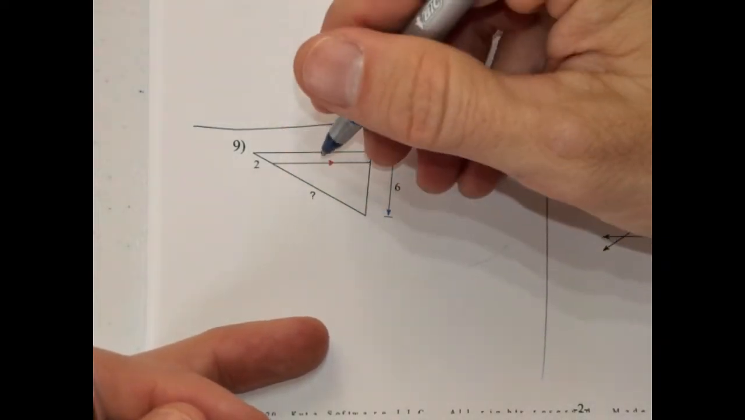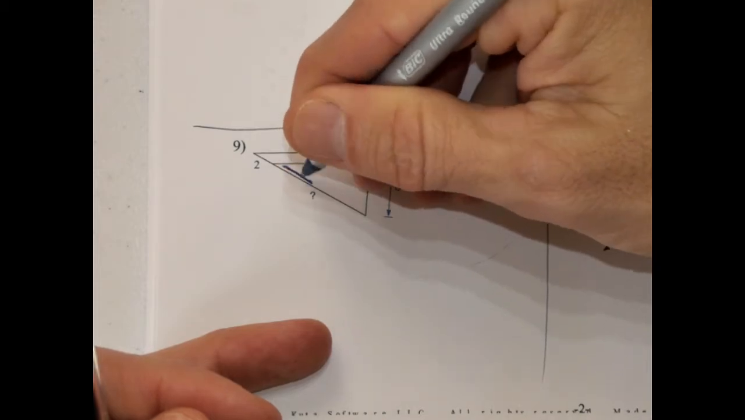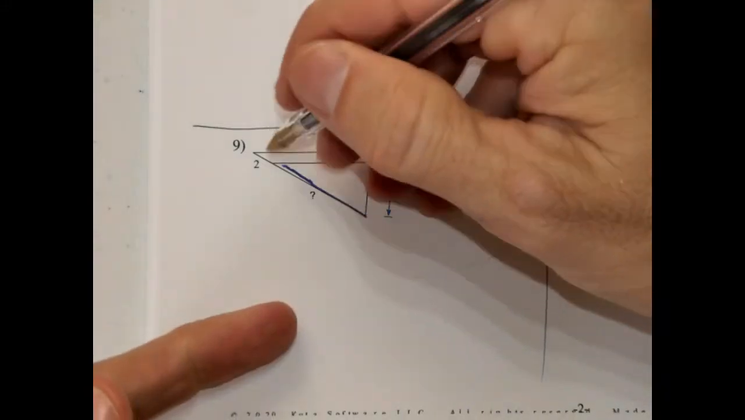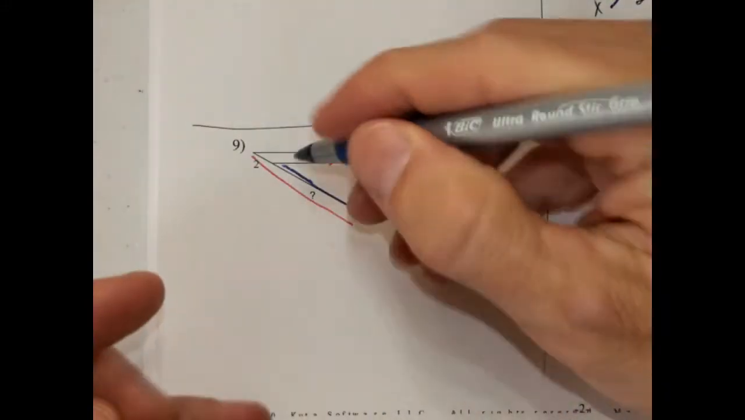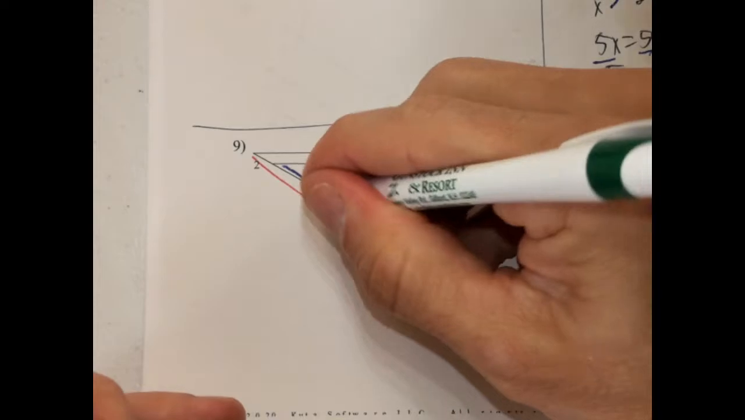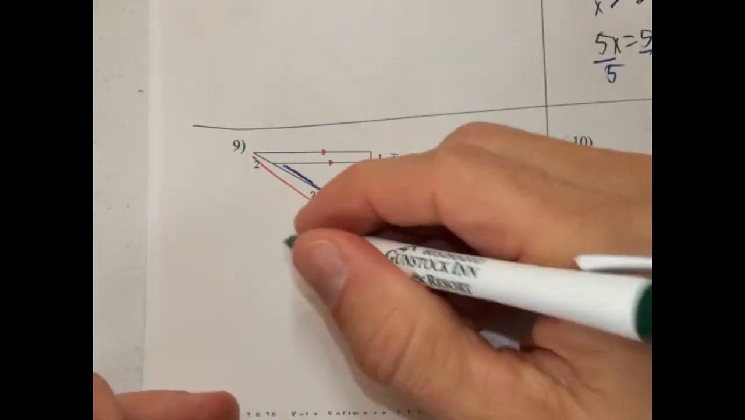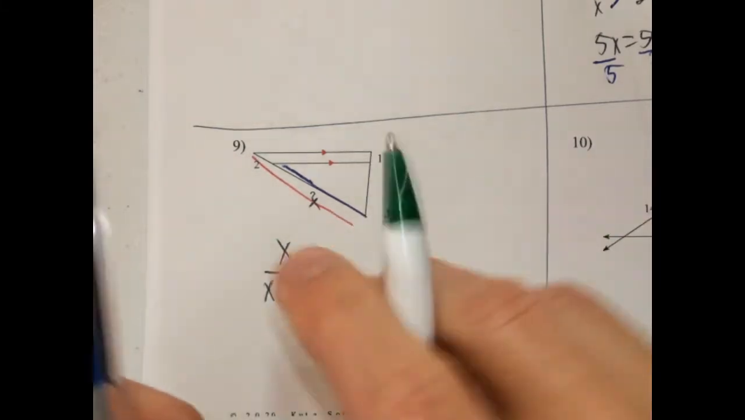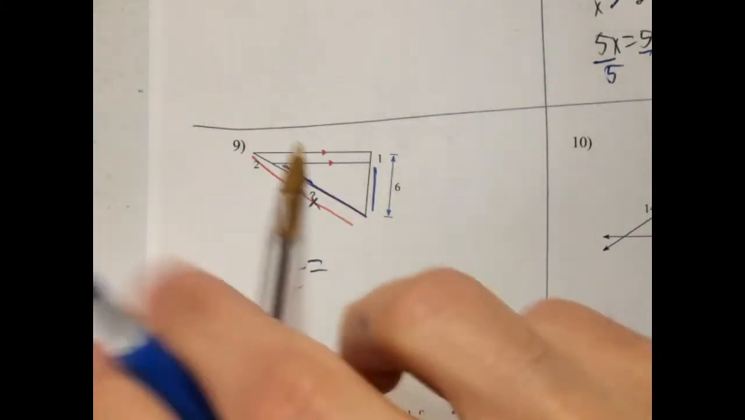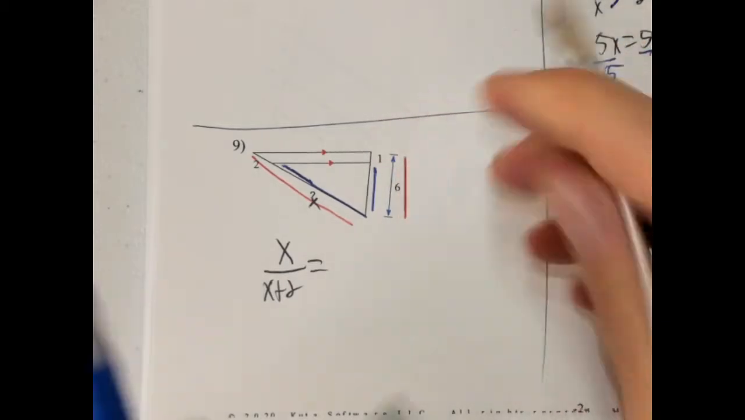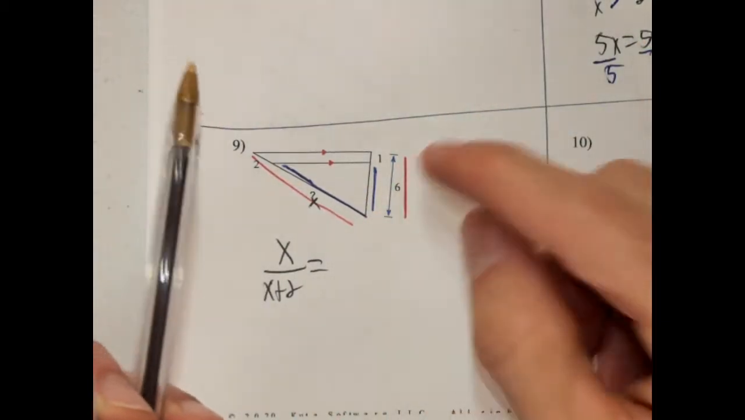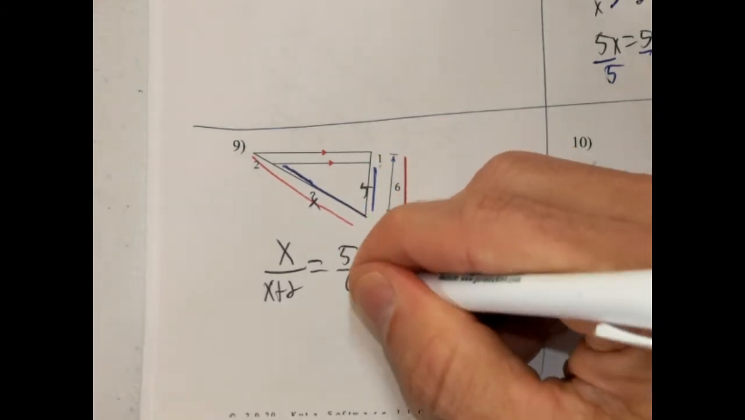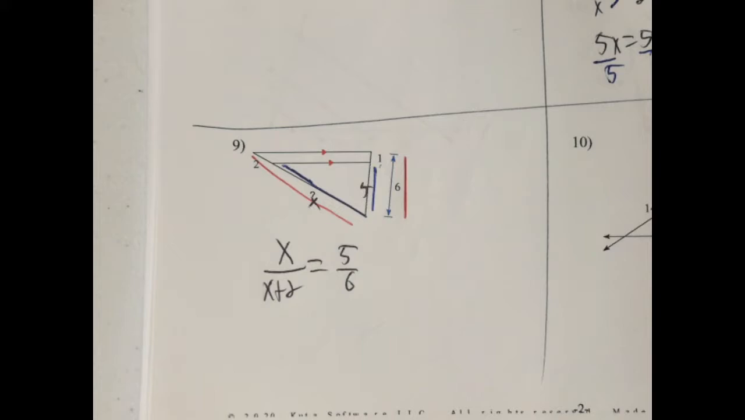So we're going to have blue over red. So this part is going to be unknown. So this is going to be our x. So x over, now this whole thing is going to be x plus 2, equals blue over red. Now blue we don't know what it is, but we can tell because the whole thing is 6. This is 1, that means this is 5. So 5 over 6. We can just cross multiply and solve this.